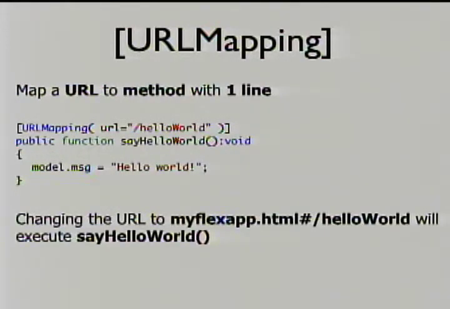Basically, with one line, you can configure whenever the URL changes, it's going to look at the URL from the browser and see if there's a method that maps to that URL. So in this example, when the URL changes with the hashtag /helloworld, it knows to actually call the say hello world method. With that one piece of metadata, that's it.